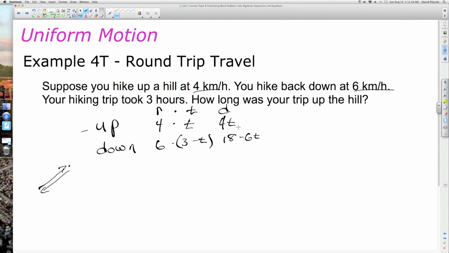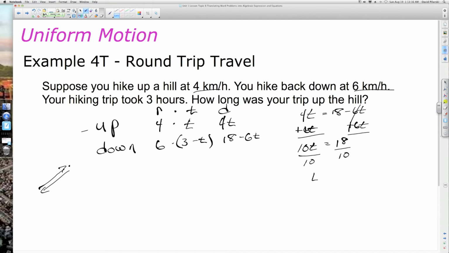So we set these two things equal to each other to make our equation, then we solve our equation. And our equation would be 4t equal to 18 minus 6t. Now, I think the best way to go about solving this equation would be adding 6t to each side. The 6t's on the right cancel. 4t plus 6t is 10t. And that's equal to 18. Divide each side by 10.